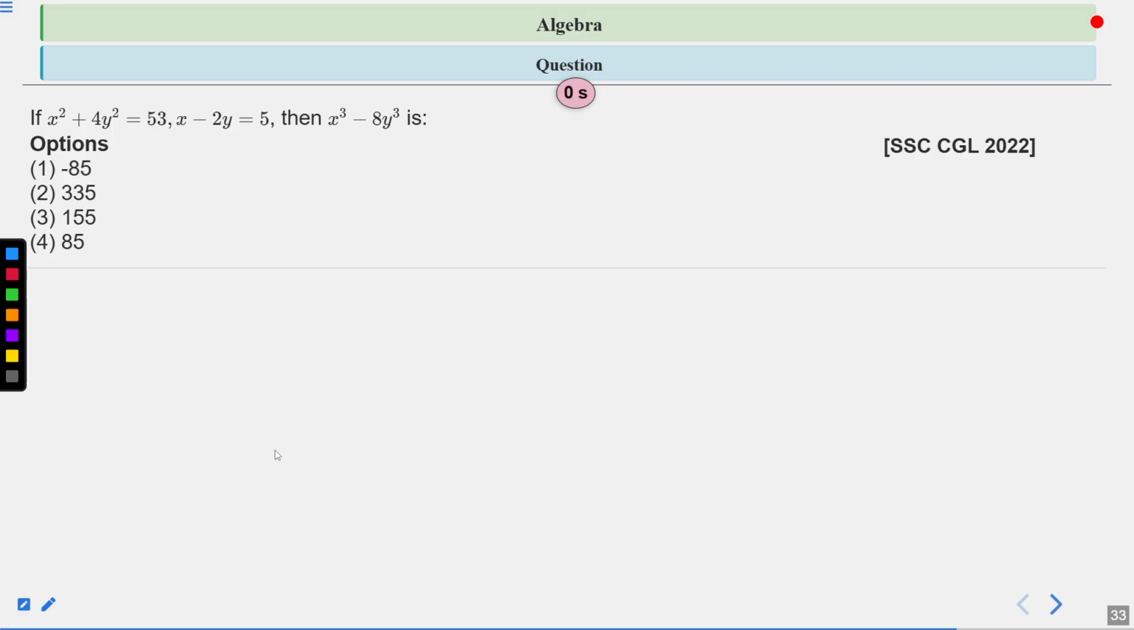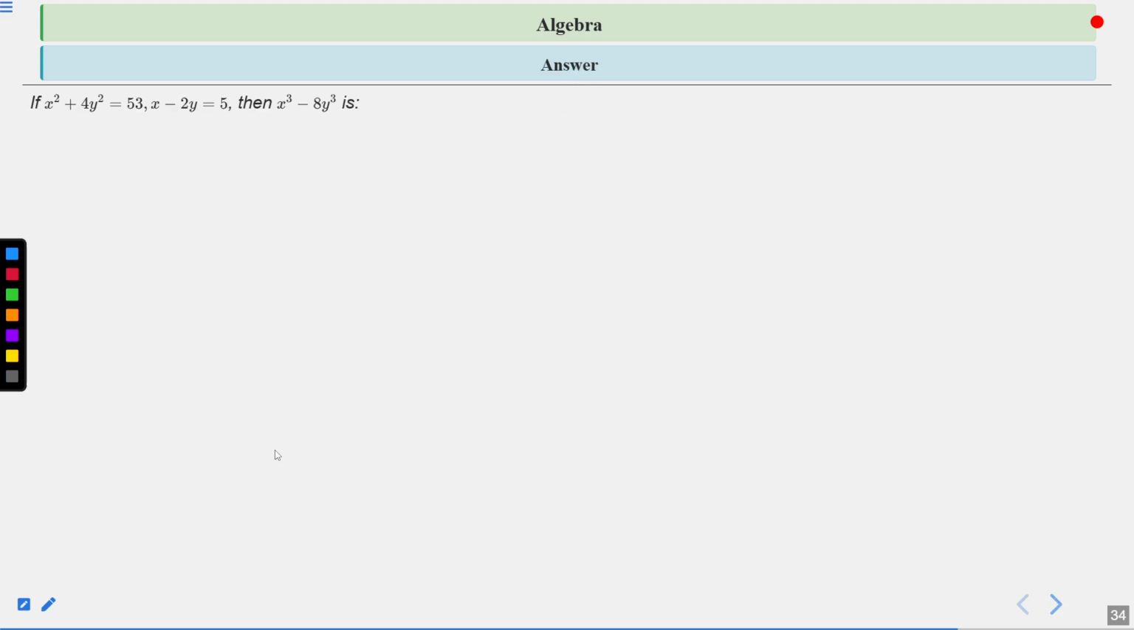Now time's up. Let's see the solution of this question. So the question says that it is given that x square plus 4y square equals 53 and x minus 2y equals 5, and we need to calculate x cube minus 8y cube. So we can write 8y cube as 2y whole cube. So it will become a cube minus b cube. So we use the formula and we can calculate the value. So the answer of this question is the second, which is 335.